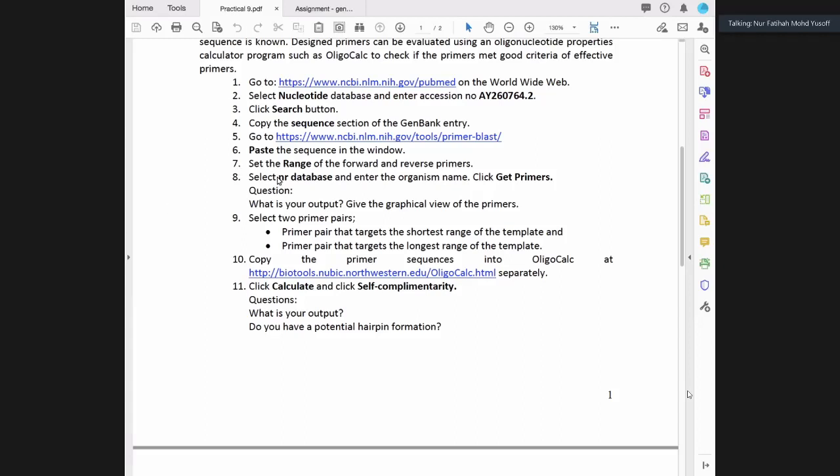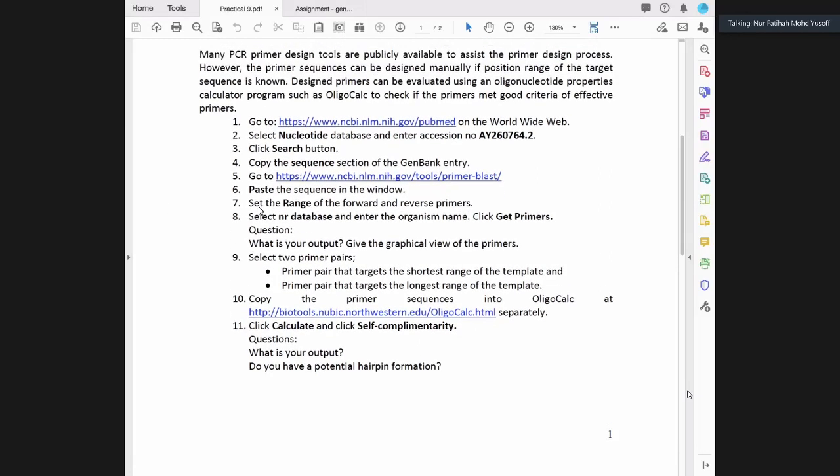If you look at number 7, set the range of the forward and reverse primers. You can set any range that you want. If you want to target the middle, go for it. If you want to target end to end, go for it.